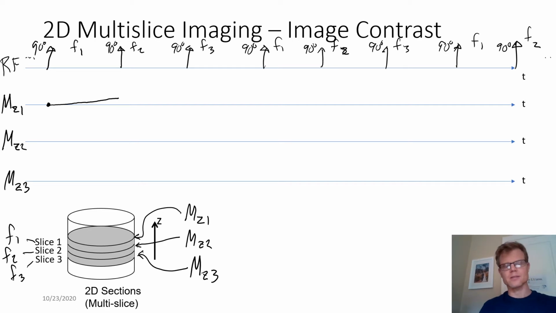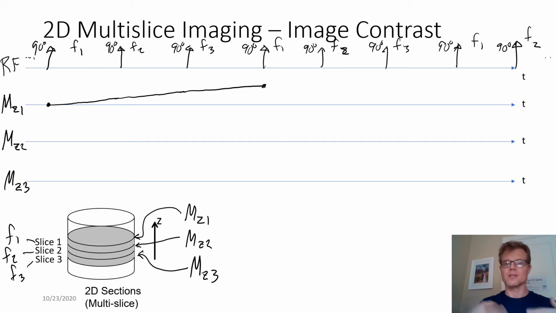We're going to get to this next RF pulse for slice 2. And since it's a different spatial location, this RF pulse does not affect the Z magnetization for slice 1. So it continues to recover. We get to the pulse for slice 3. Once again, the RF pulse for slice 3 only affects the magnetization in slice 3, and does not affect the Z magnetization in slice 1. So we continue T1 recovery until we get to the next RF pulse for slice 1.